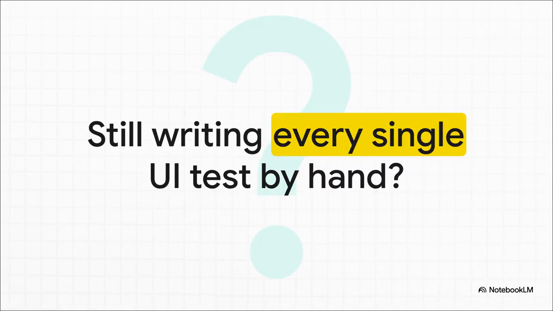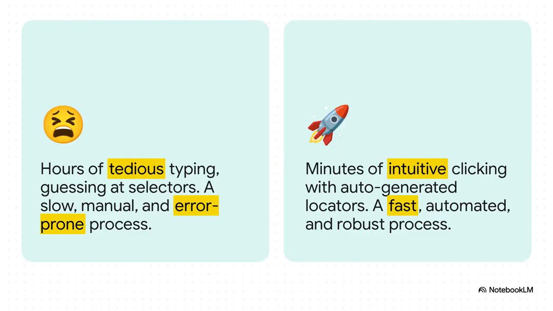I mean, for real, are you still manually typing out every click, every input, and then spending forever guessing at the right CSS selector? Look, we've all been there. It's tedious, it's slow, and honestly, it's a recipe for tests that break the moment anything changes. But what if there was a way to automate the automation itself? Let's just break this down.